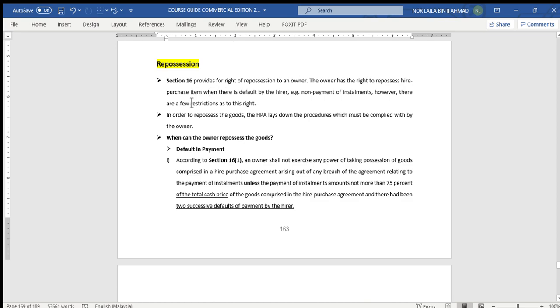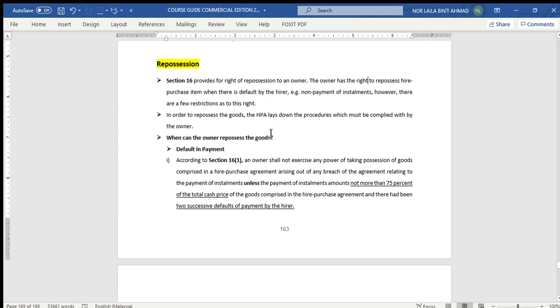The main provision for repossession is section 16. It provides for the rights of repossession to an owner. So the owner has the right to repossess the hire purchase item when there is a default by the hirer, for example, non-payment of installments by the hirer. However, in order to exercise the right of repossession, the owner must follow the procedures.